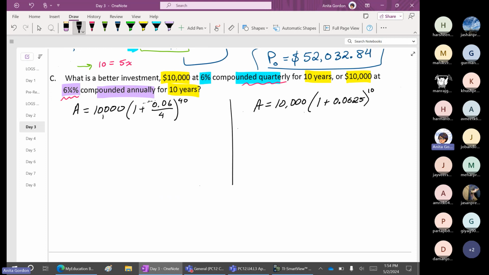Note the difference here. In the purple highlights, because my n has a value of 1, I don't really need to write it, because anything divided by 1 is the same number. Anything times 1 is the same number. Whereas in the blue highlighted part, I have to have a denominator of 4. That's my n value, because it's quarterly. And I'm multiplying my years by 4 because it's n times t in the exponent, right?